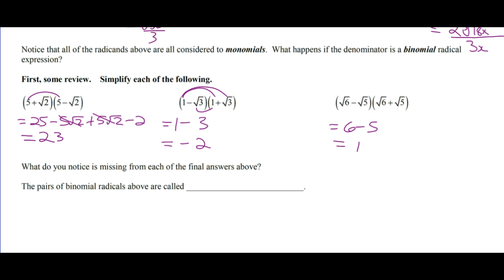What do you notice is missing from each of the final answers above? What don't we have anymore? We don't have any radicals, right? The pairs of binomial radicals above are called, do you remember? Starts with a C.